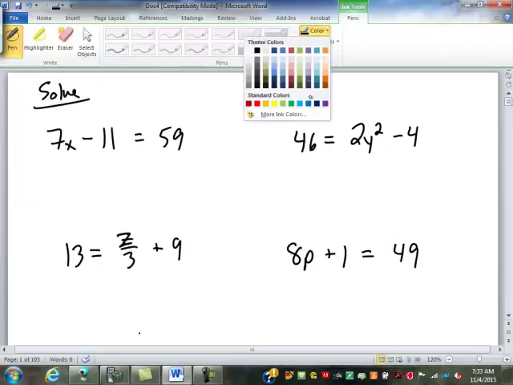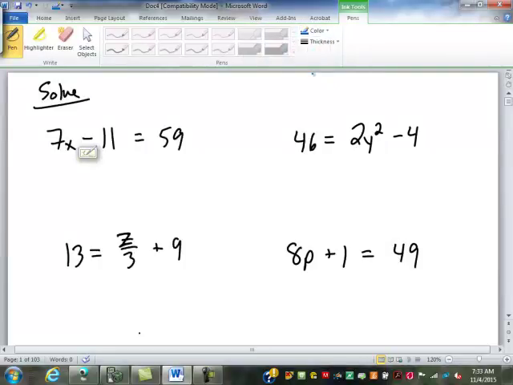Okay, let's see how we did on these. So for this first one, what's the first thing we would have to do to solve it? Add 11. And again, we have to do the exact same thing to both sides. So 7x equals 70, and then divided by 7. X equals 10.